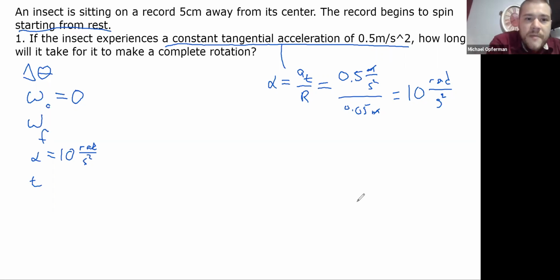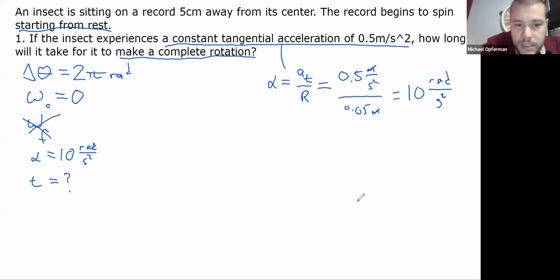And what else? We want to make one complete rotation. Remember, we're working in radians, so a complete rotation corresponds to a rotation of 2 pi radians. So there are my 3 knowns, and my unknown is once again time. So now I pick my kinematic equation. I want the one that doesn't have final velocity in it.